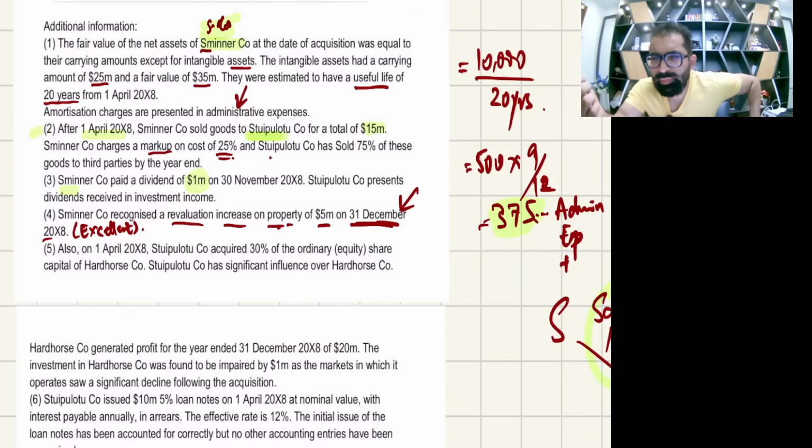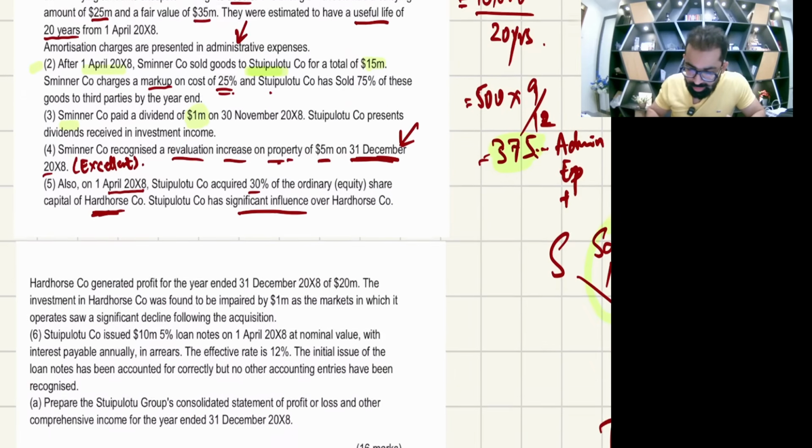Remember, first see the date again, 1st April X8. The parent company acquired 30%. 30% means more than 20 and less than 50, so normally significant influence comes with this, but they will also tell you. Of the ordinary equity share capital of H company, this is the name of the associate. The parent company has significant influence over H company.